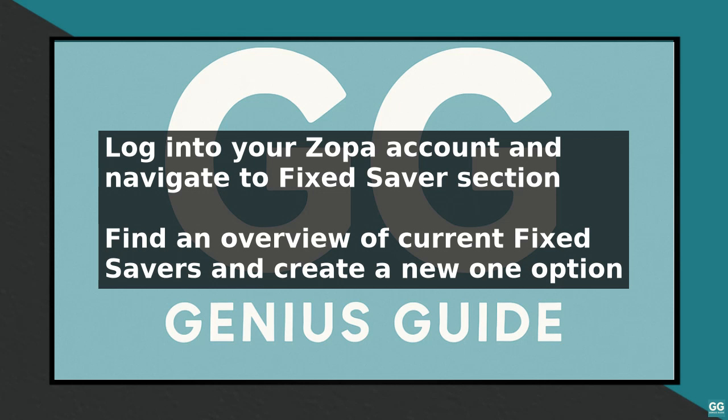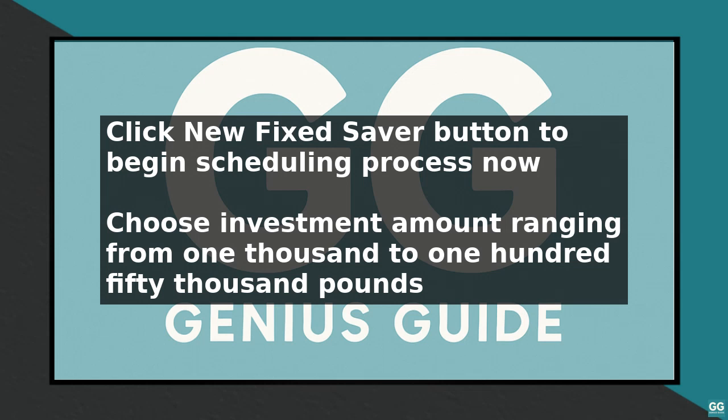You will be asked to choose the amount you want to invest, which can range from £1,000 to £150,000. Next, select the term length for your fixed saver, which can be either 1 or 2 years. The interest rate will be determined by the term length you choose, with longer terms typically offering higher interest rates.